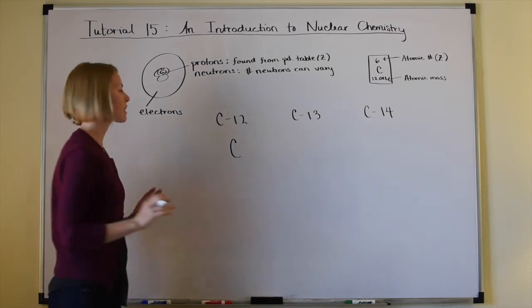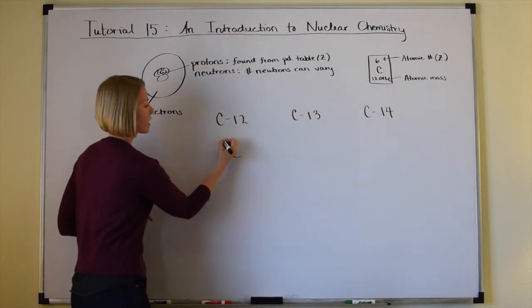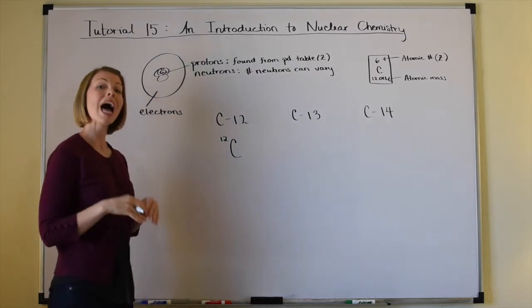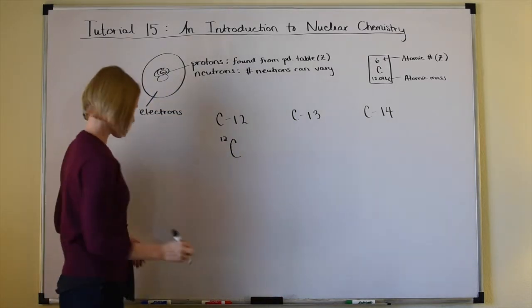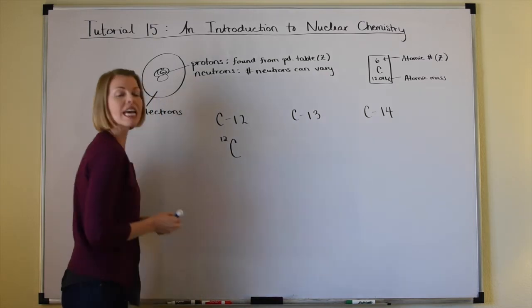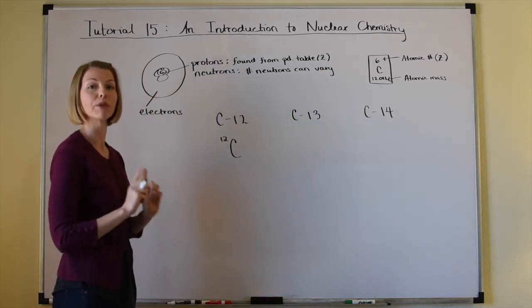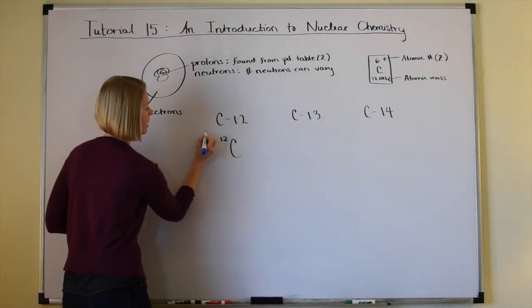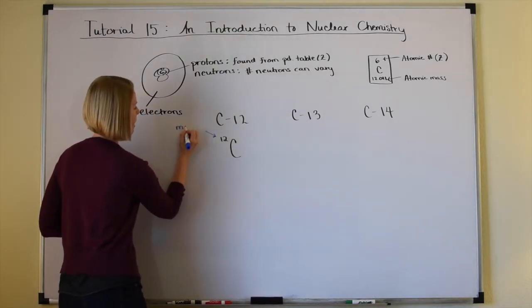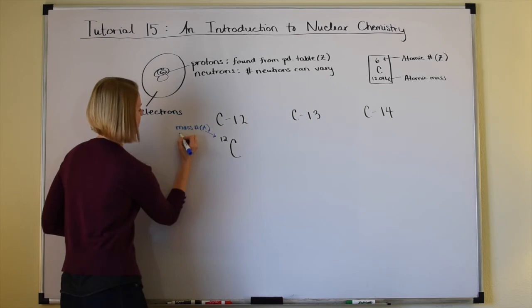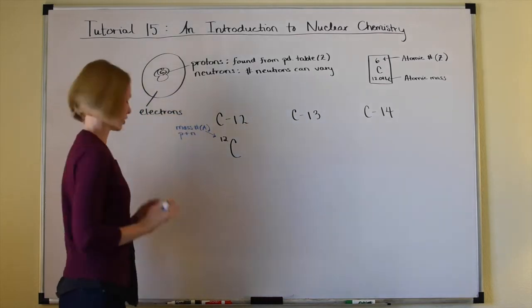Remember that these element symbols need to have a superscript, which gives you the mass number. Remember that the mass number is the sum of the protons and neutrons for that particular isotope. So I'm going to label this here. This is the mass number, sometimes abbreviated as a capital A, and it is the sum of the protons and the neutrons for that particular isotope.